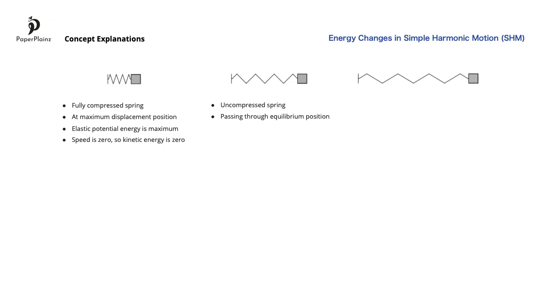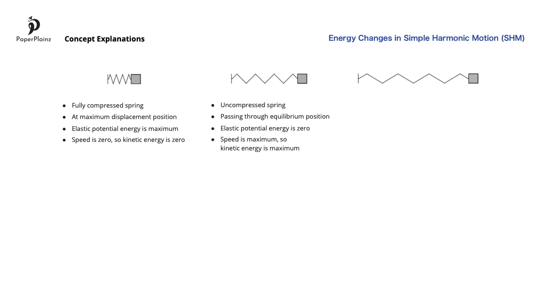Since the spring is neither compressed nor stretched, here elastic potential energy is zero. Since energy cannot be lost, only converted into a different form, we can conclude that at this point the speed of the object is maximum, therefore its kinetic energy is also maximum.